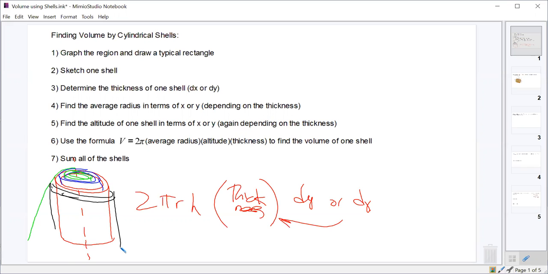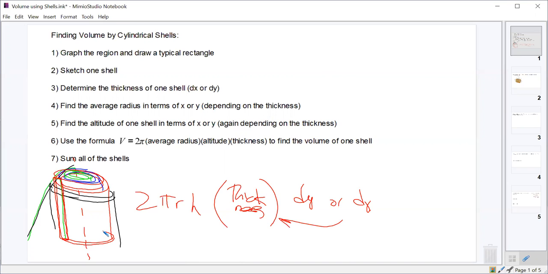The process is graph the region. And here's my graph of my region. There's my region right there, that line I did over there. Then what we do next is we sketch what we call a typical rectangle. So I would have sketched a rectangle like this. And then I would have revolved that rectangle around that y-axis, which would give me this cylinder that I first drew at the very beginning.